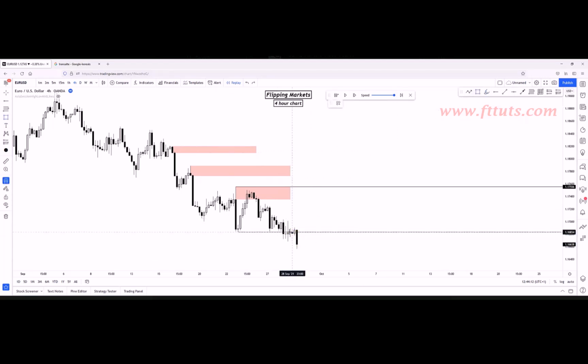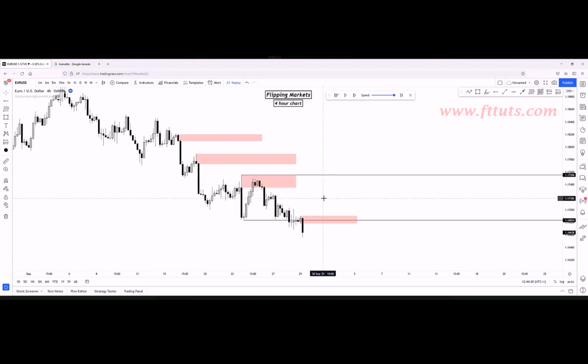Okay, let's just mark out this zone. This will be our new supply zone. And this method works over and over again. You can mark out supply zones and demand zones based on these three criteria: inefficiency, break of structure or change of character, or opposite side zone break, and liquidity sweep or collect. Okay, let's see a demand zone example.